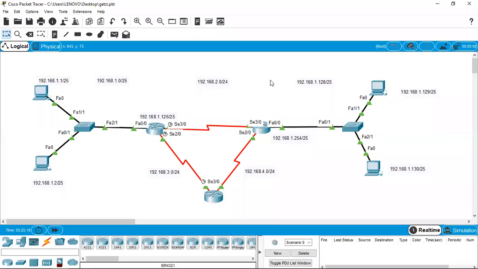In this video, I'll explain how we can configure RIP version 2. For that, the topology which I have taken is like this. On the leftmost side, LAN 1 has 192.168.1.0/25. That is, 192.168.1.0/24 is subnetted by borrowing 1 bit, and the second half of the subnet is assigned to the fifth network, 192.168.1.128/25.